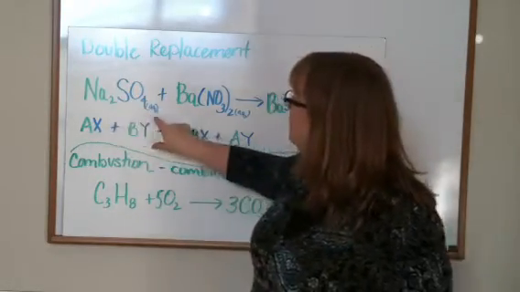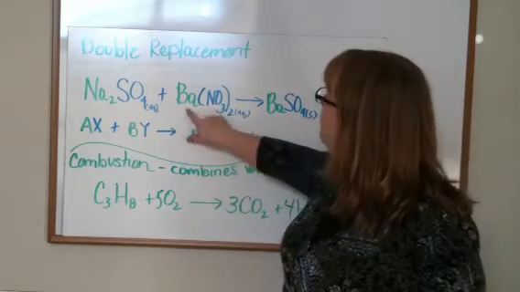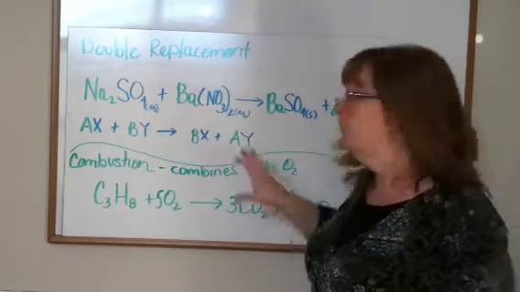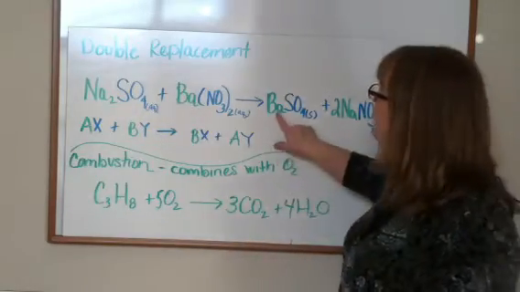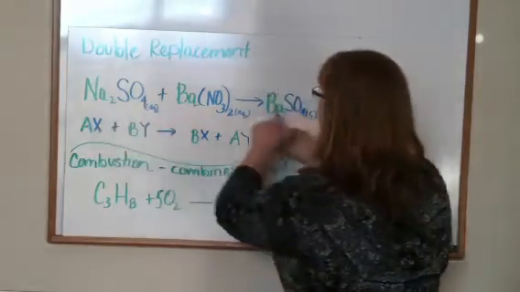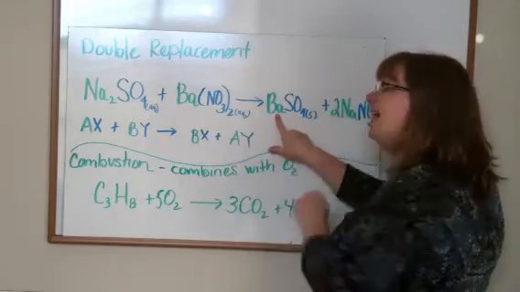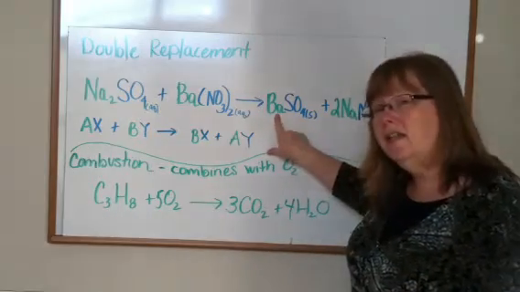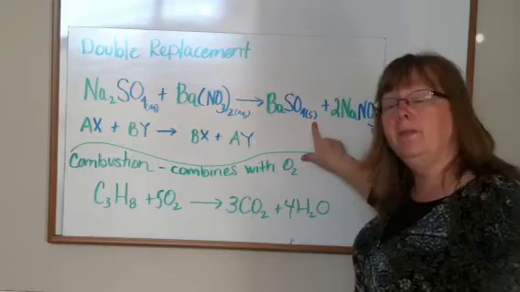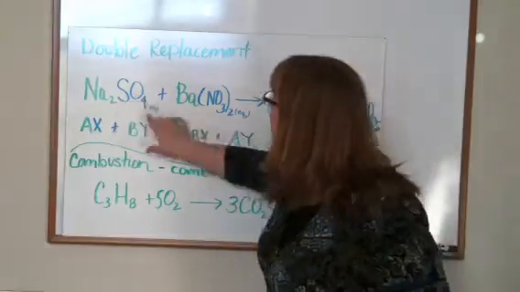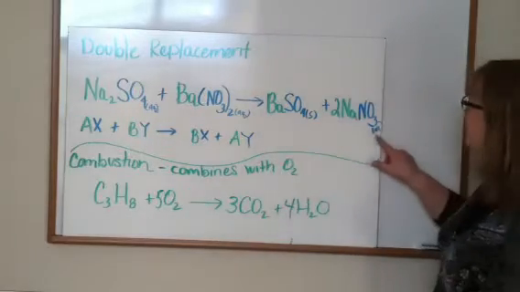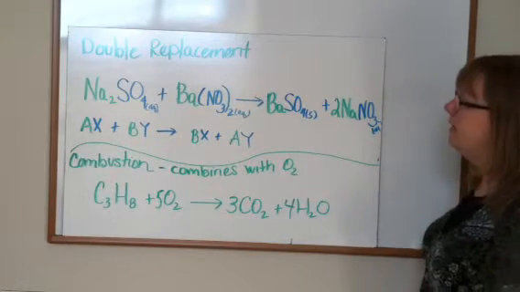So we had sodium sulfate, it was a solution, with barium nitrate, a solution. Those are our reactants. And then when we pour them together, we're going to have the barium replacing the sodium. So it's barium sulfate. And it just so happens that's not soluble, and so that would form a precipitate or a solid. And then the sodium went with the nitrate. And that is soluble, so that would be aqueous.